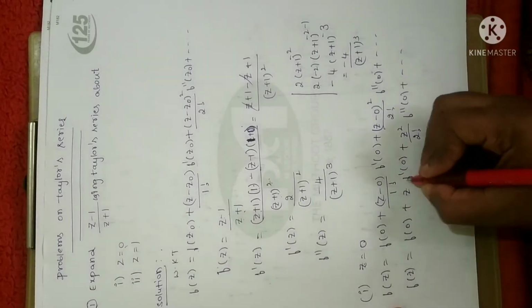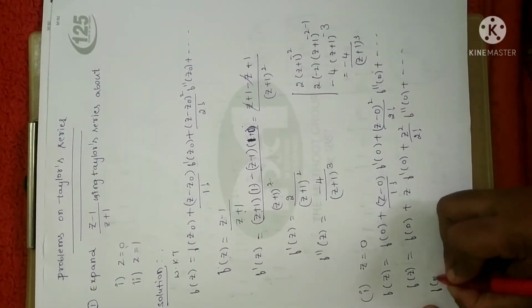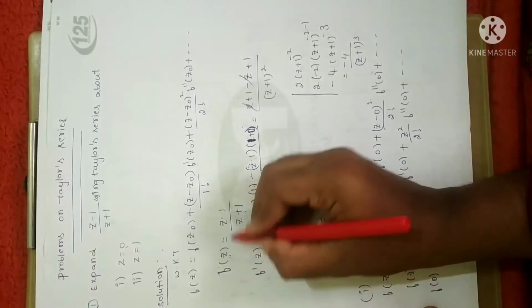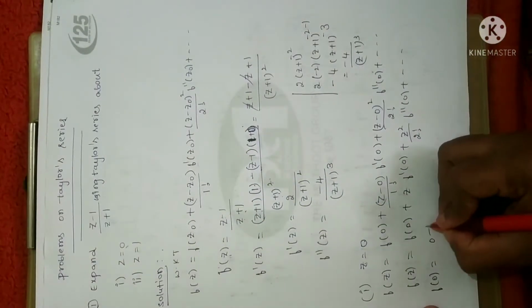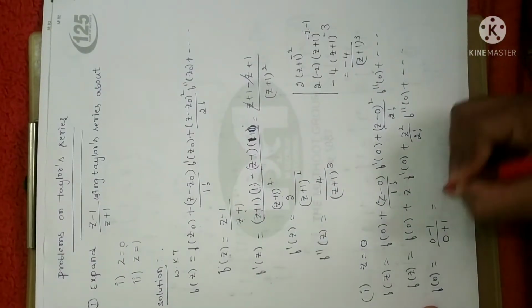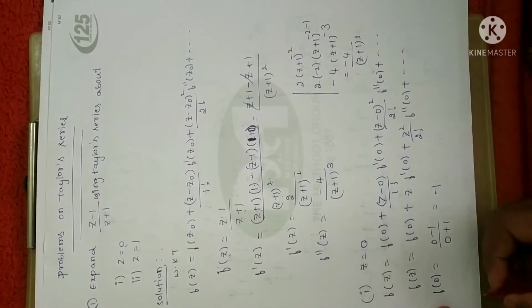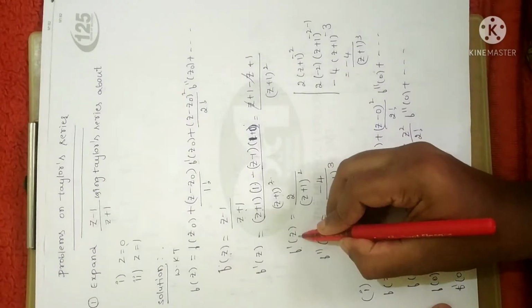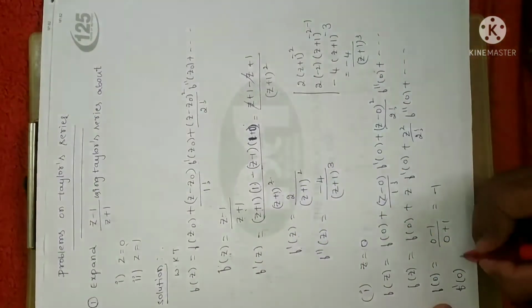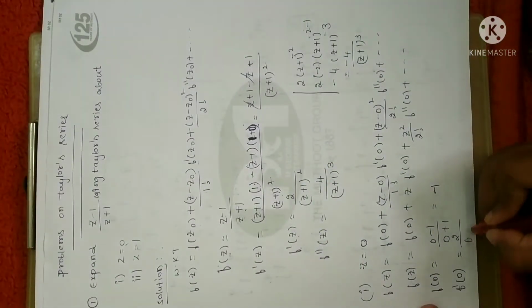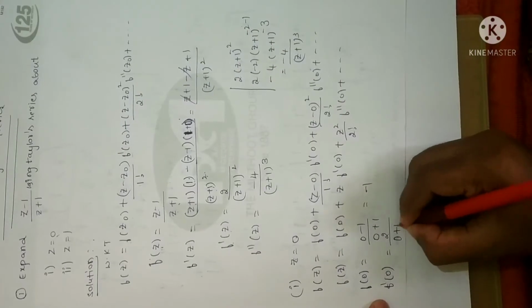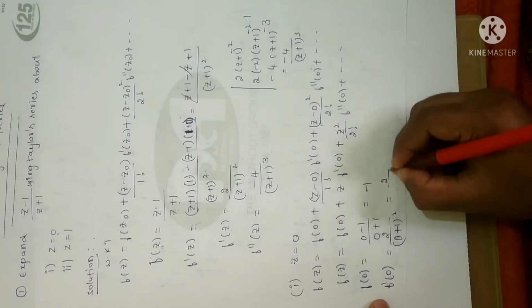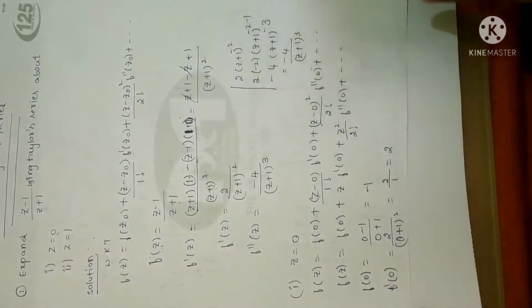Now let me calculate the terms that we require. f of 0 we need. So replace z with 0: 0 minus 1 divided by 0 plus 1. So you will get minus 1. f of 0 is minus 1. Similarly calculate f dash of 0. Here you have f dash of z. So replace z with 0. So you will get 2 divided by (0 plus 1) whole square. So 2 divided by 1, it is 2.